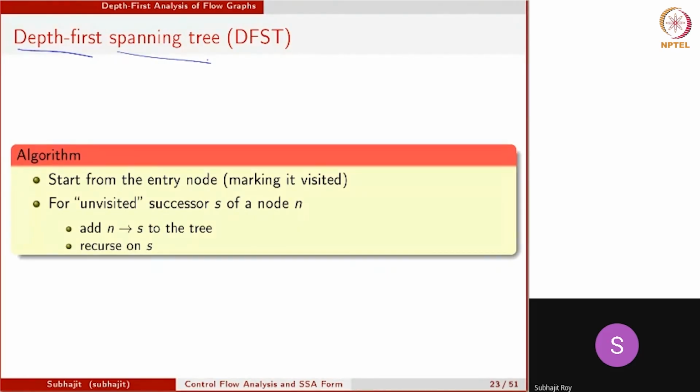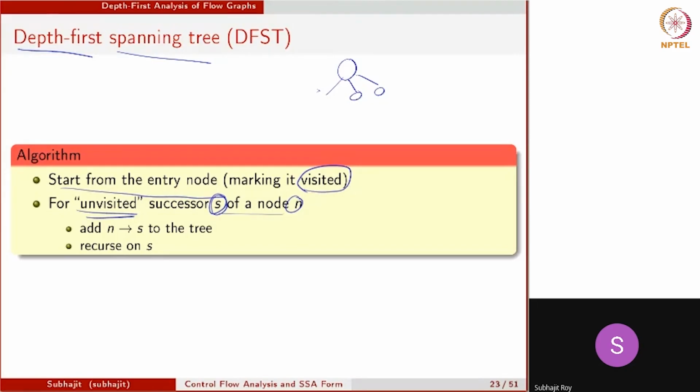So how do I do this? If I really want to look at the algorithm, you start with the entry node, you mark it visited. Whatever you hit upon, you mark it as visited. Then you look at only the unvisited successors of n. So let's say S is an unvisited successor of n. You go through only those successors of n which are unvisited. So you start from a node and you look at all the successors that are not visited yet. Like if this is visited, you don't even go there. You only look at the ones which are not visited.